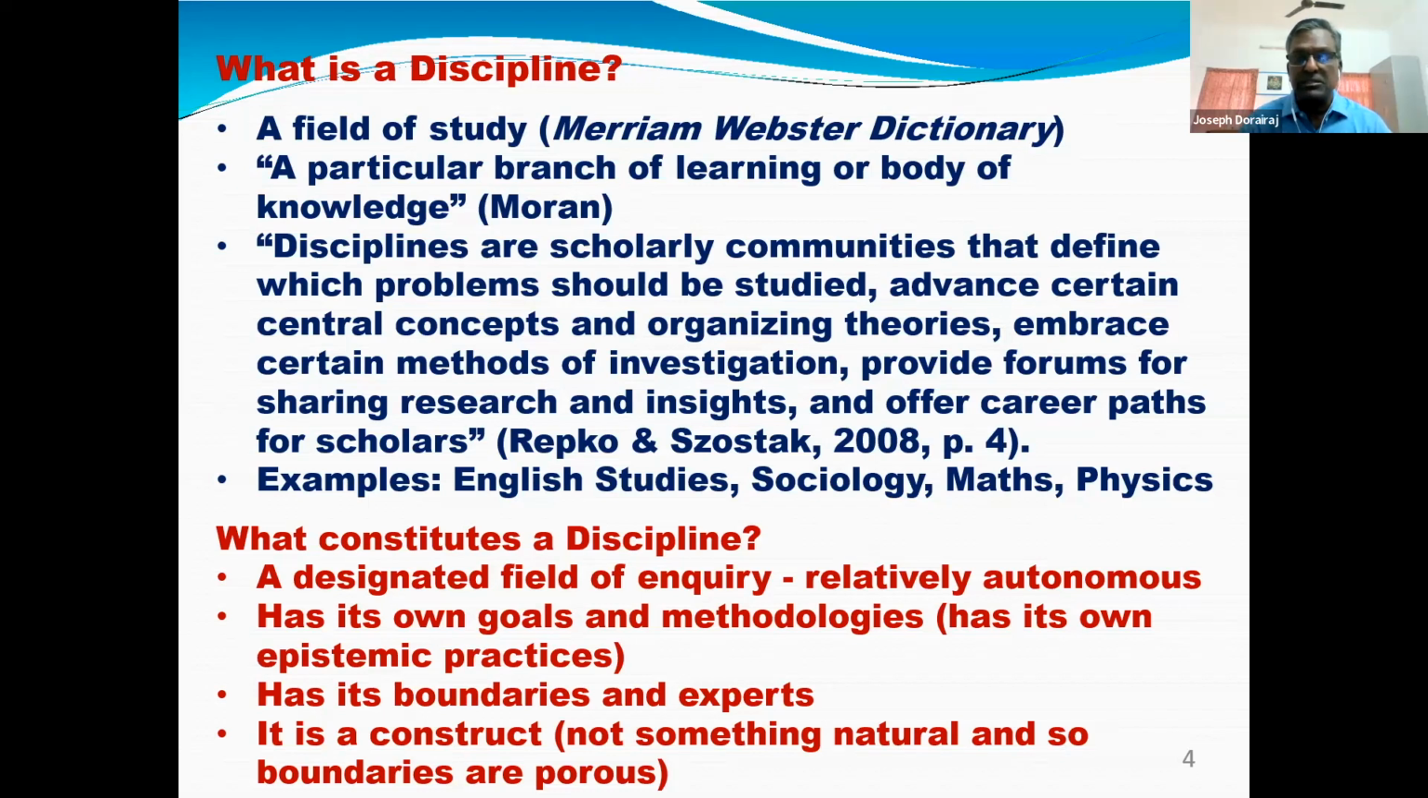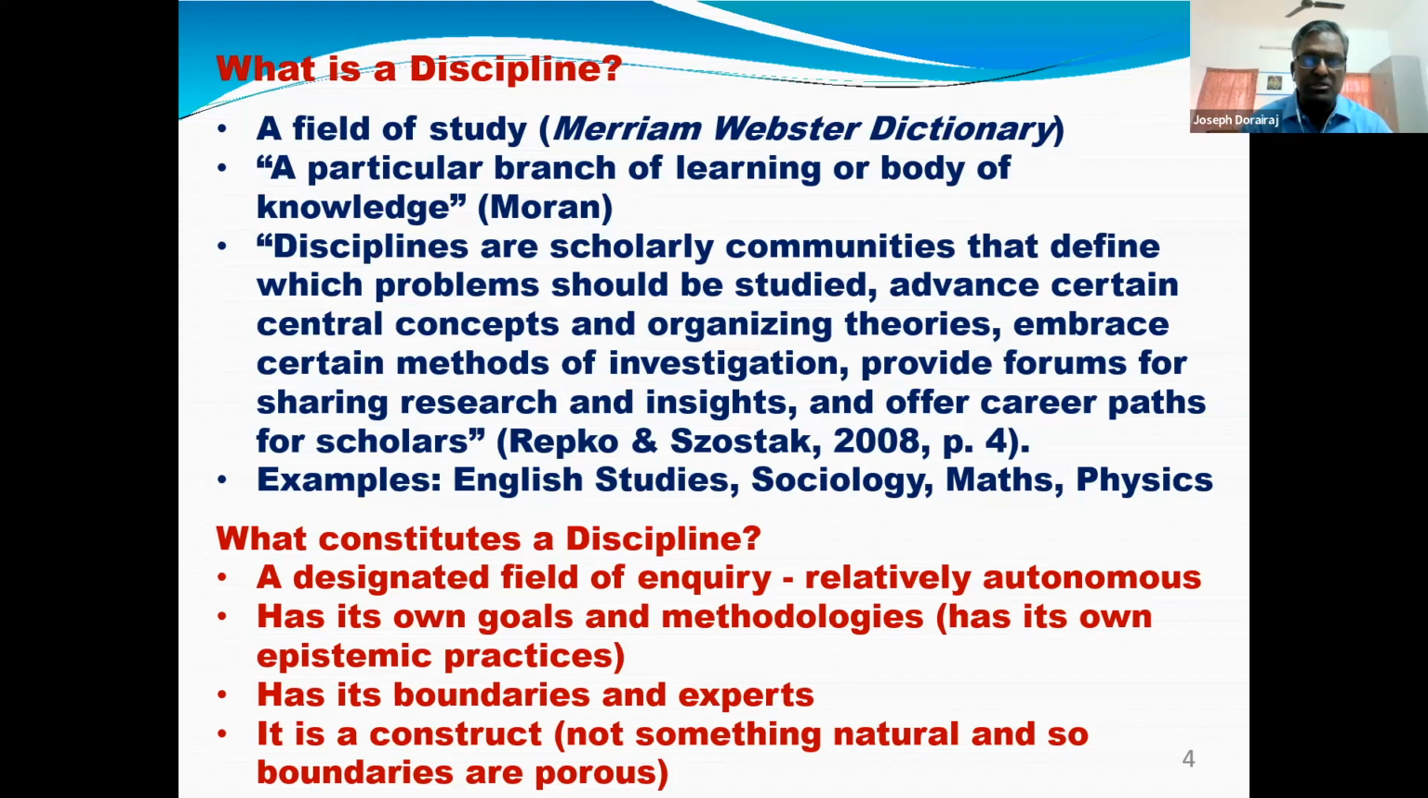Now, there is a very interesting book on interdisciplinarity. The title itself is Interdisciplinarity, and it was authored by Joe Moran and published by Routledge. So if you refer to this particular book by Joe Moran, we have an apt definition of what a discipline is. According to Moran, a discipline is a particular branch of learning or body of knowledge. So that is the second definition.